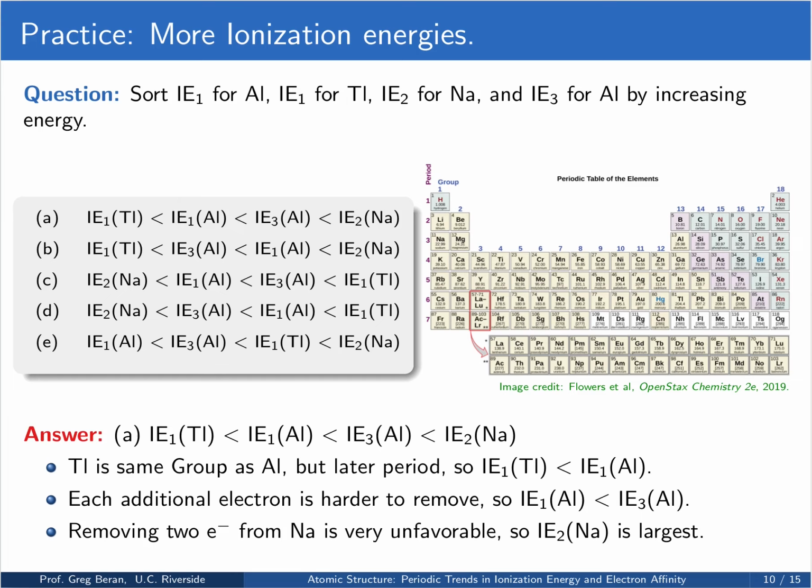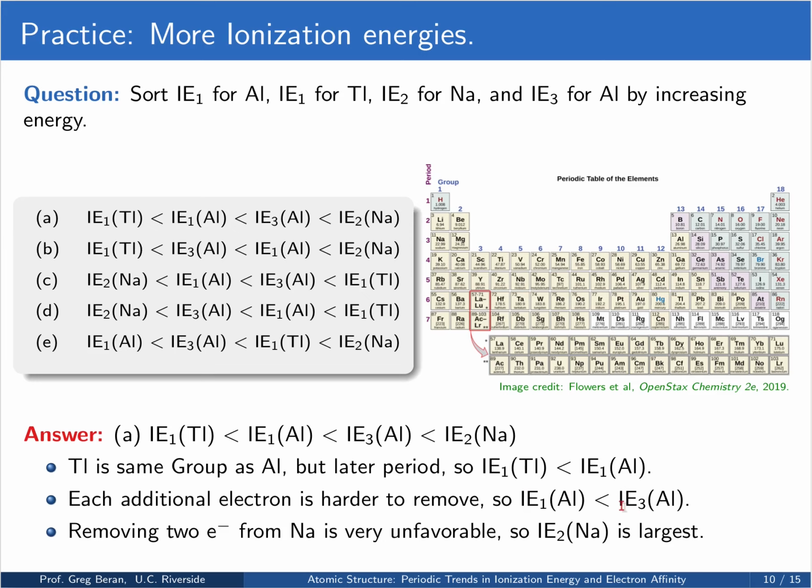The answer is A. So the smallest ionization energy is for thallium, followed by the first ionization energy of aluminum, the third ionization energy of aluminum, and the second ionization energy of sodium. To start off, we'll look at thallium versus aluminum and their first ionization energies. These are both in the same group, but thallium is further down the periodic table. So those electrons are going to be held less tightly. It's going to be easier to ionize the thallium than it is for aluminum in terms of the first electron. However, as we discussed, each additional electron that we try to remove gets more difficult. So removing the third electron from aluminum is definitely going to be harder than removing the first.